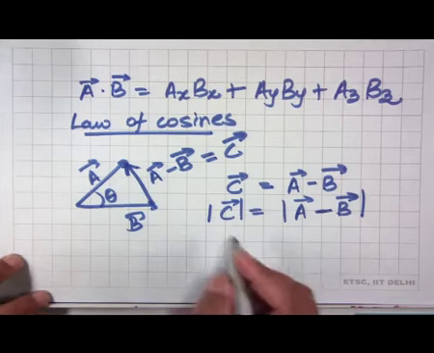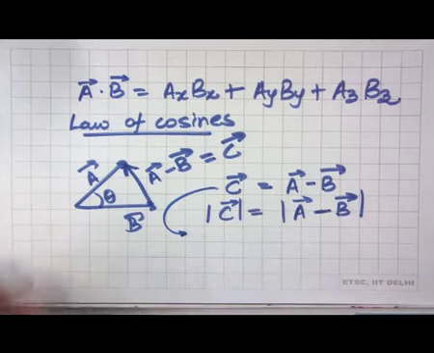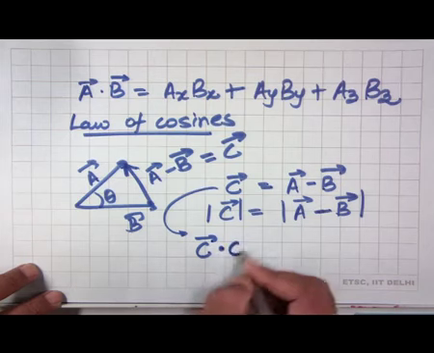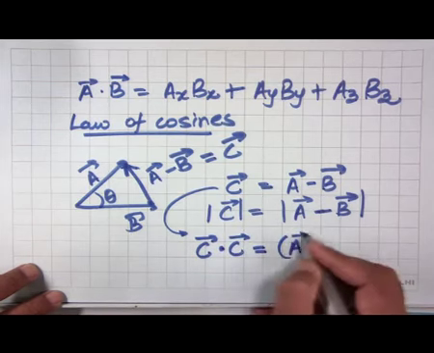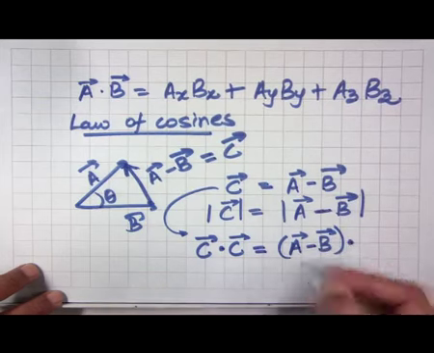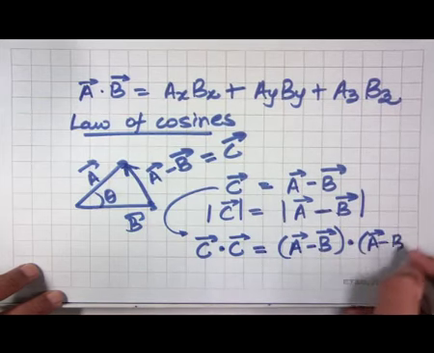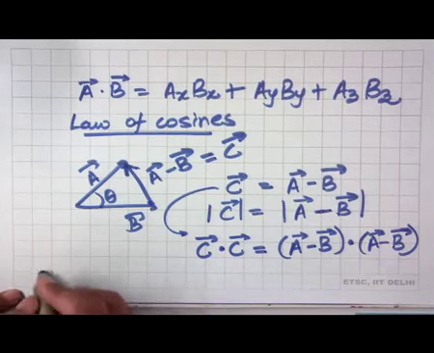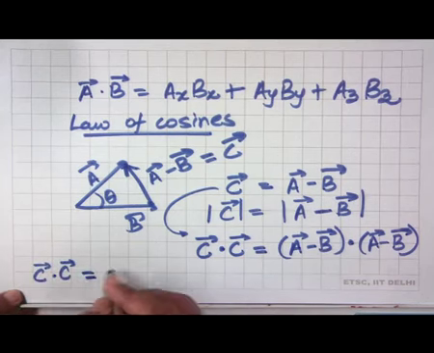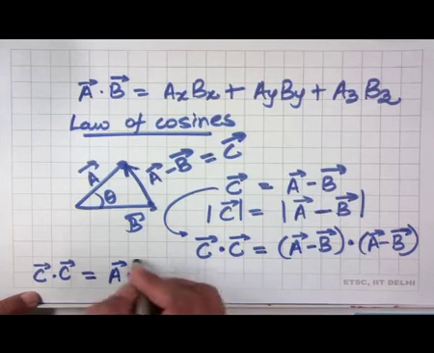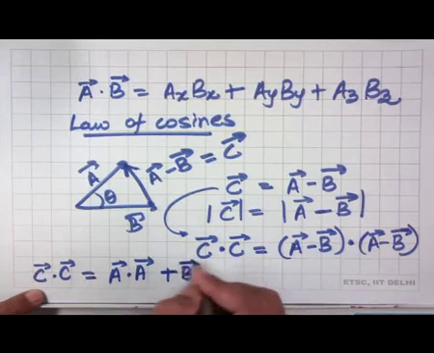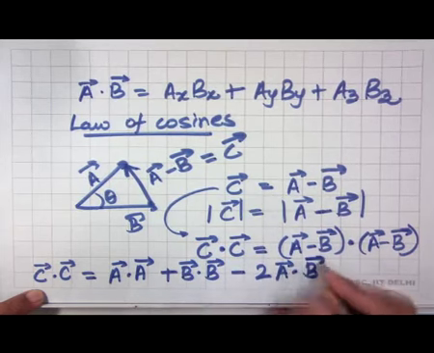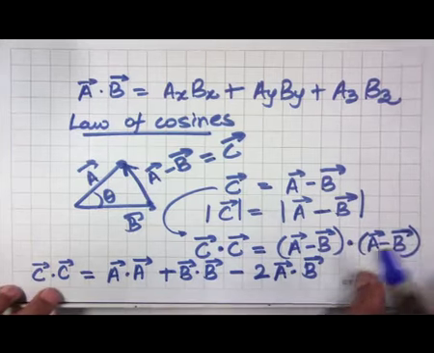Now let us take this first expression and take a dot product of C with both sides, so we write dot product of C with C is equal to A minus B dotted with again C, which is A minus B. If we expand this, we get C dotted with C is equal to A dotted with A plus B dotted with B minus 2 times vector A dotted with B, where we have used the commutative and the distributive properties.